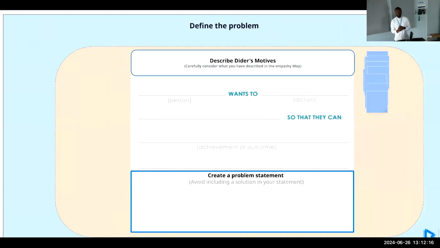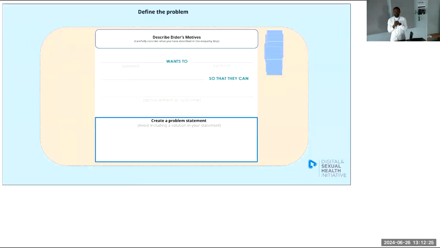But online, you have Post-it notes. You can just describe what were Didier's motives, and then what is the problem Didier is experiencing. I've described the journey, so it's sort of giving you a hint so that we move through this process a little quicker. You might not have that hint in real life. But just walk through that process, describing the problem statement.